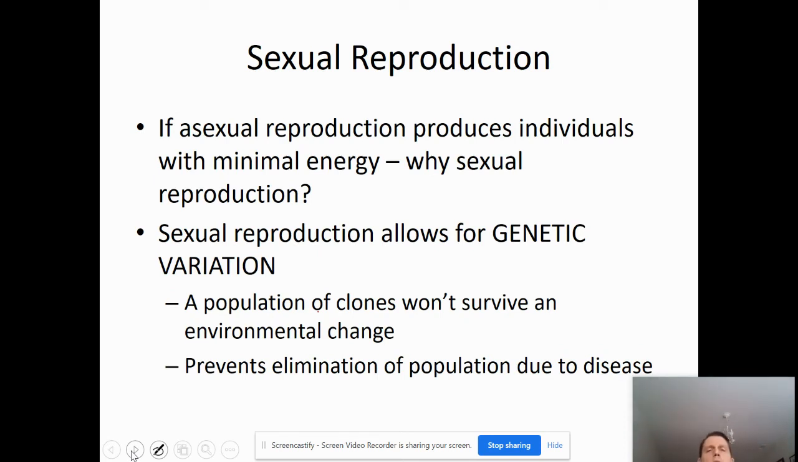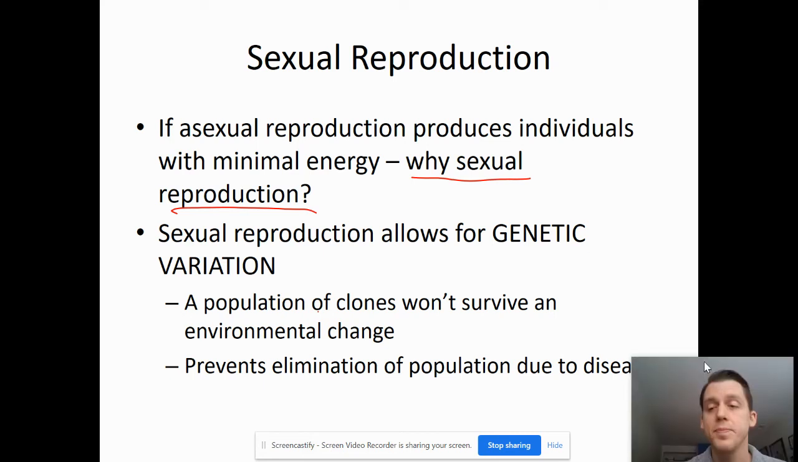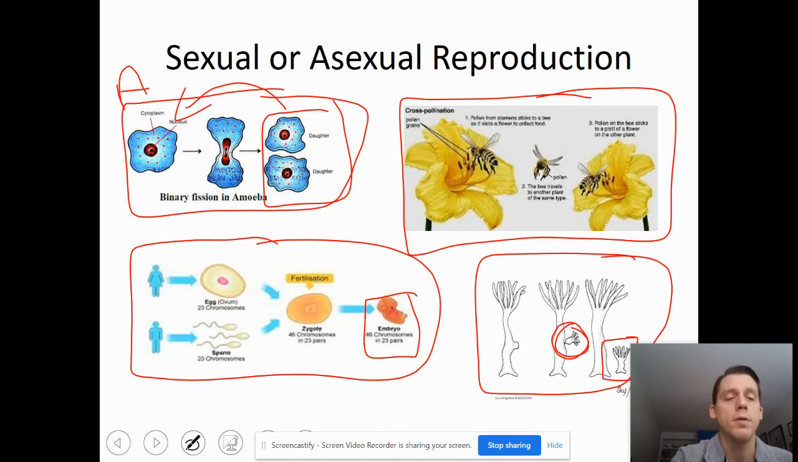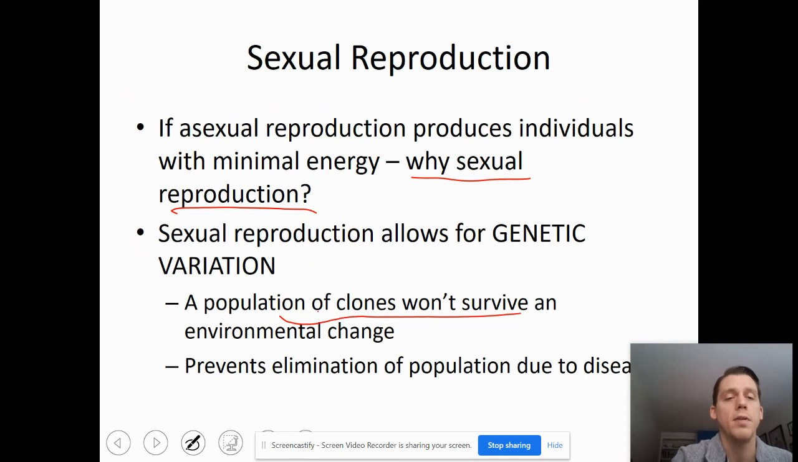So if asexual reproduction produces individuals with minimal energy, why would anybody spend all this time on sexual reproduction? The key here is genetic variation. Genetic variation is the important piece, right? Why do we need genetic variation? We need genetic variation because a population of clones won't survive an environmental change. Think about what happens if you have a population that's genetically identical, it's clones. Every individual is the exact same.